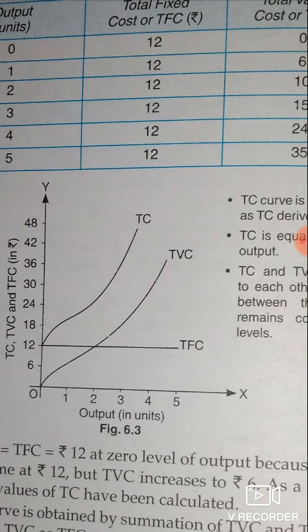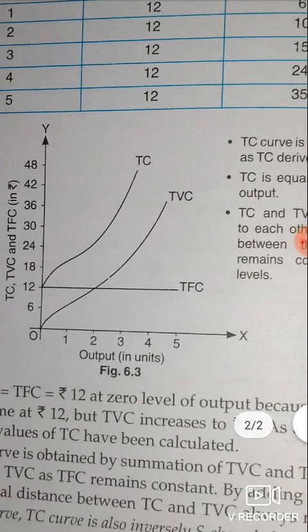Again, you can see TVC is starting from 0, but TC never starts from 0, because at the 0 level of output, TC is positive, that is equivalent to TFC. Or we can conclude one more thing: only at the 0 level of output, TC and TFC can be equal. They are equal at only one point, that is 0 level of output.